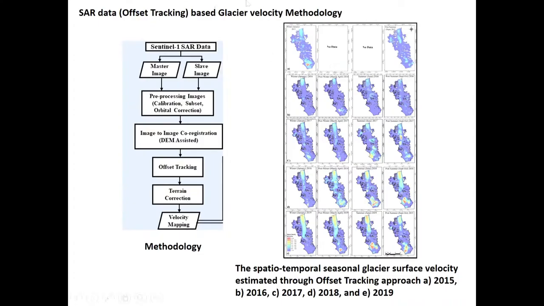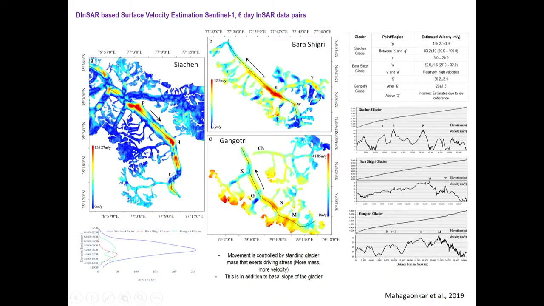Another approach is the interferometric approach, which is suitable for slow moving glaciers, because if it is a slow moving glacier, you will get some coherence between the two time periods. For Sentinel SAR data, you know the temporal period is 12 days. If both Sentinel-1A and 1B pass over your glacier, the temporal period reduces, so it may reduce to 6 days.